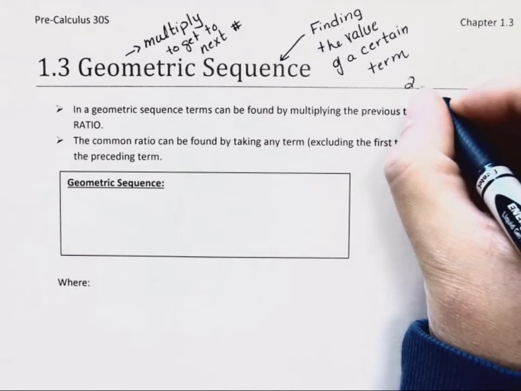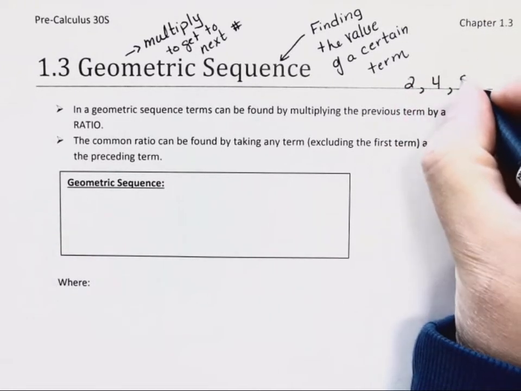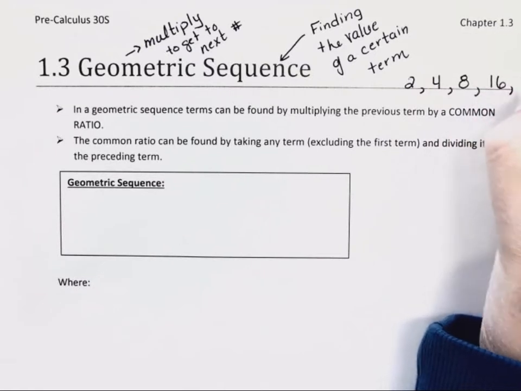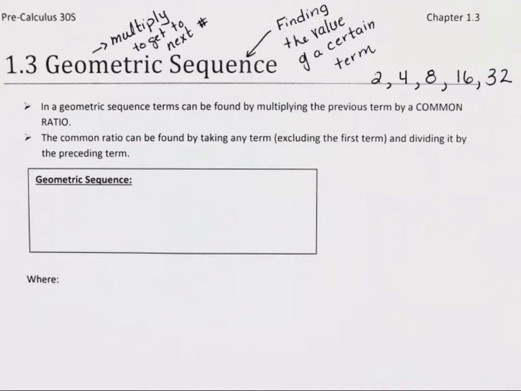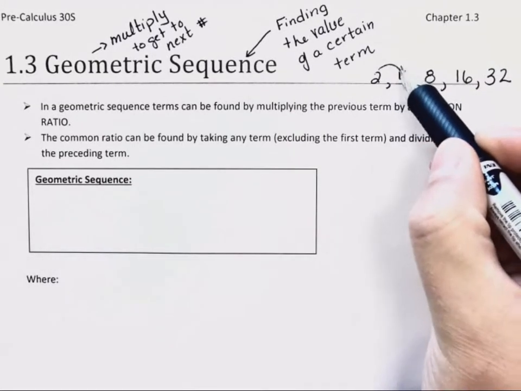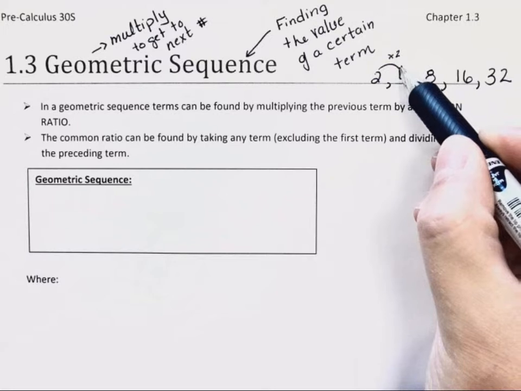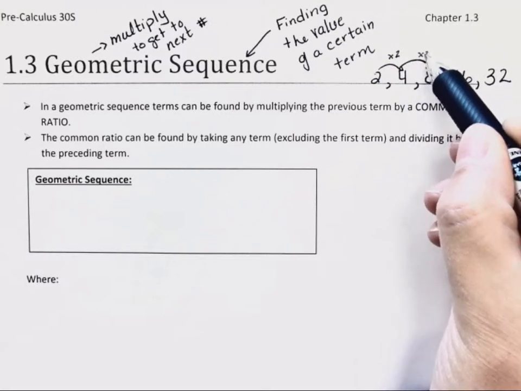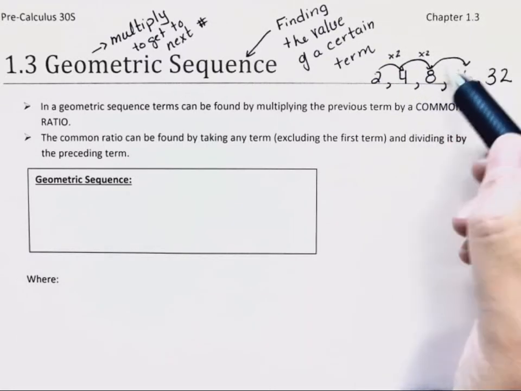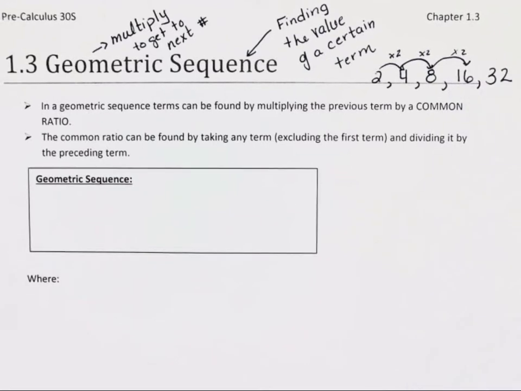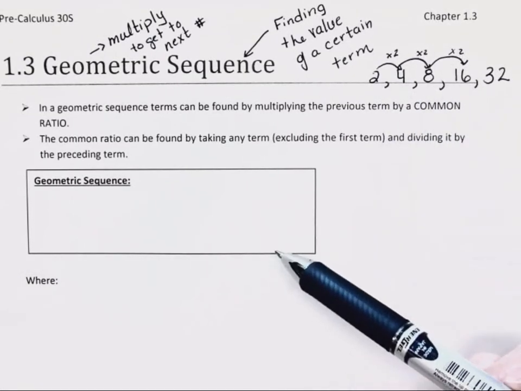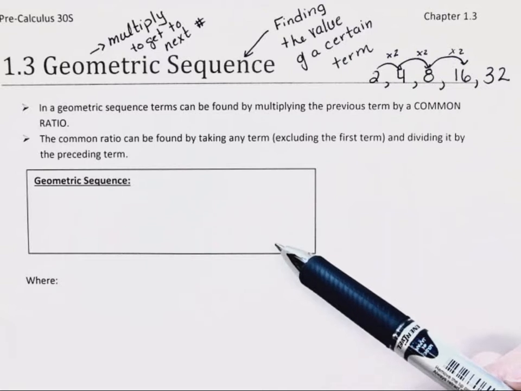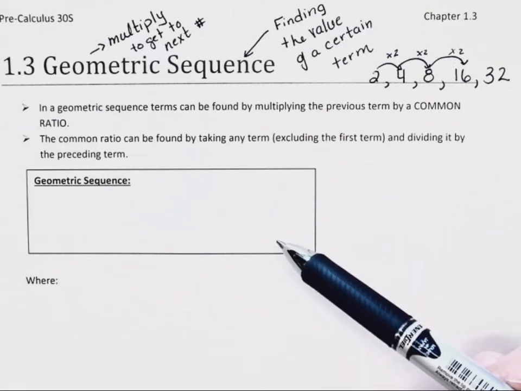So let's do this one. 2, 4, 8, 16, 32. Oh, I went off the page, sorry. That's a geometric sequence because to get from 2 to 4, I'm multiplying by 2. To get from 4 to 8, I'm multiplying by 2. To get from 8 to 16, I'm multiplying by 2. We know that this is a geometric sequence because we're multiplying to get to the next number. An arithmetic sequence would be where we add or subtract a number.